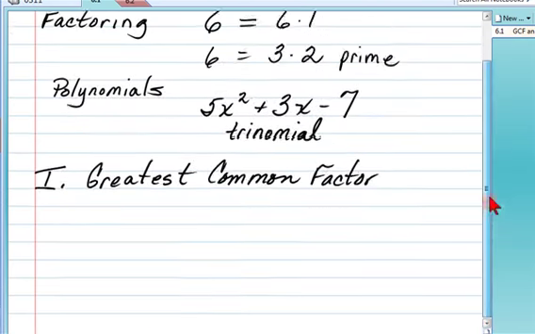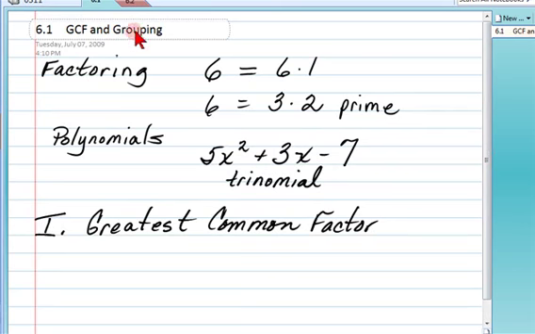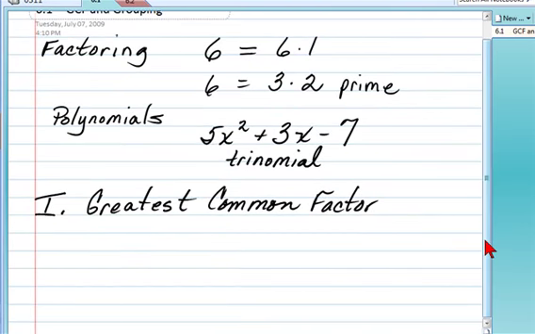You notice that there was a second title. It was grouping, and we'll do that in just a little bit. So, greatest common factor. Greatest, of course, means largest. Common means something that is in more than one thing. And a factor is something that's multiplied together to get our polynomial.